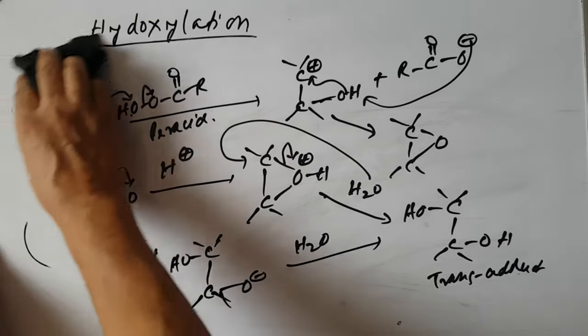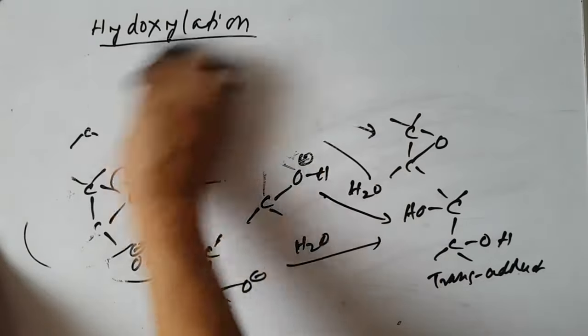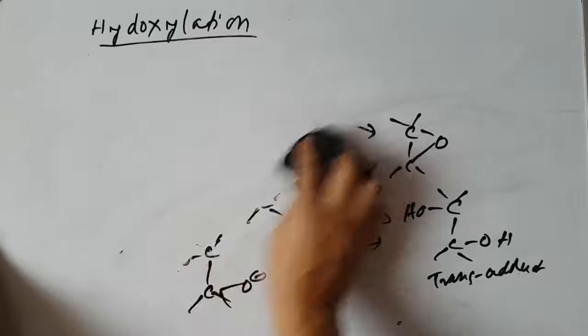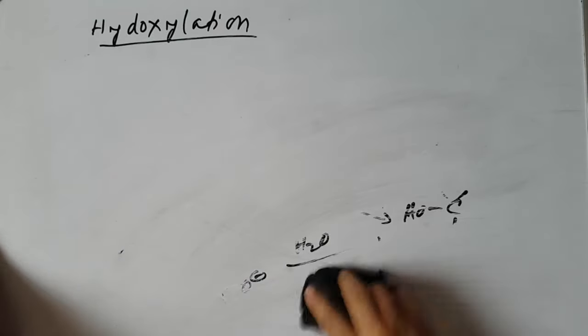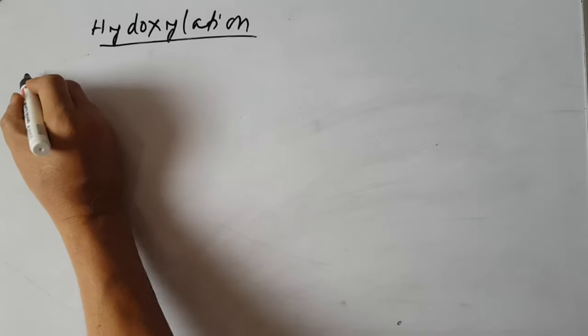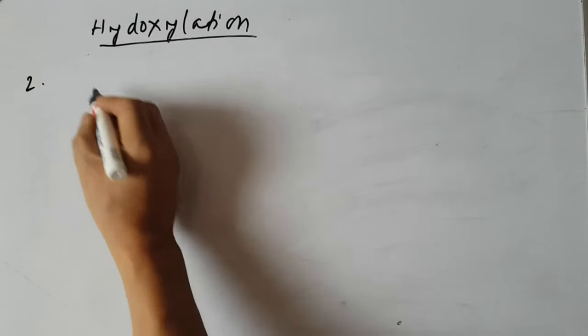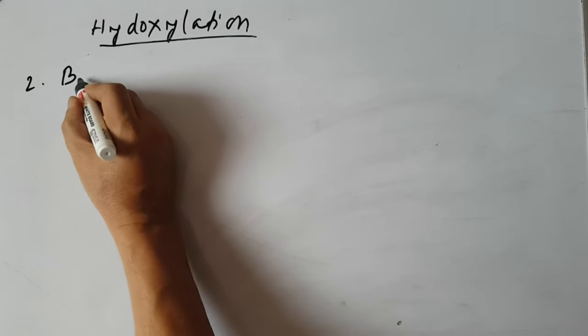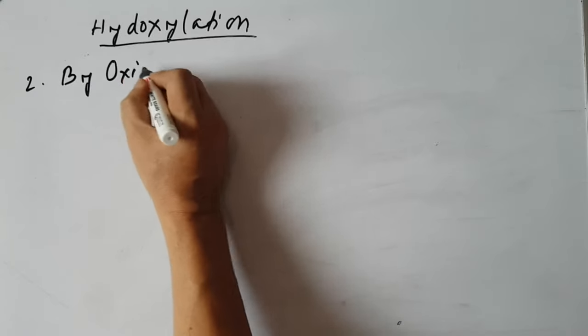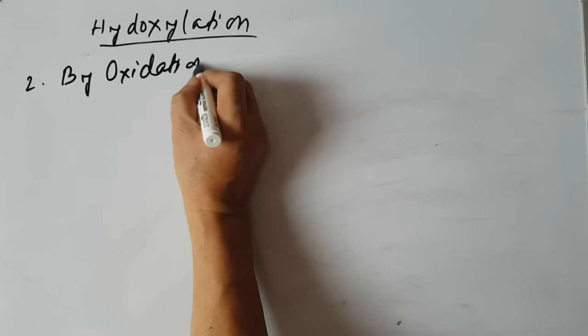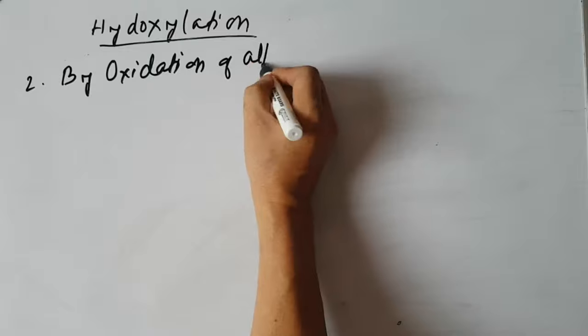The second method is by oxidation of alkenes, or olefinic compounds, with potassium permanganate or osmium tetroxide.